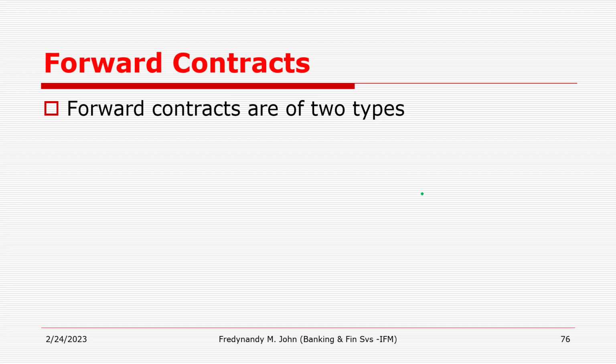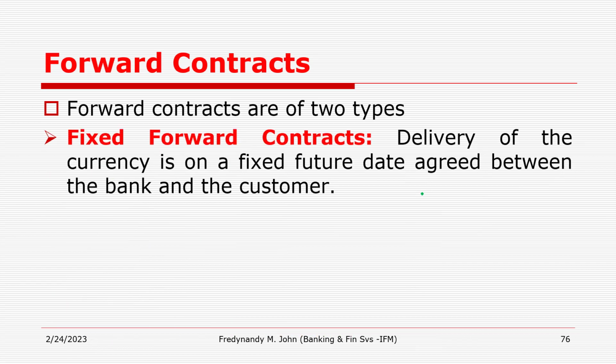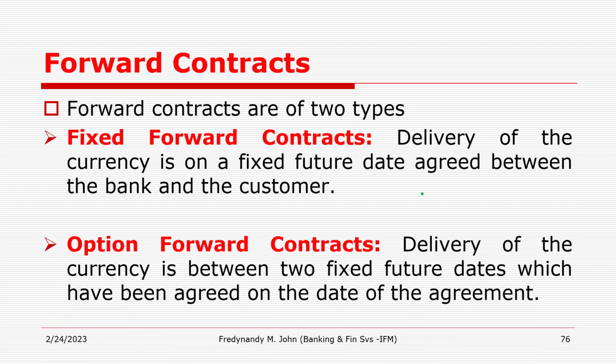Forward contracts are of two types. Number one, there is a fixed forward contract. A fixed forward contract simply means you enter into an agreement today between a customer and a bank, and then the currencies will be delivered on a fixed date in the future.